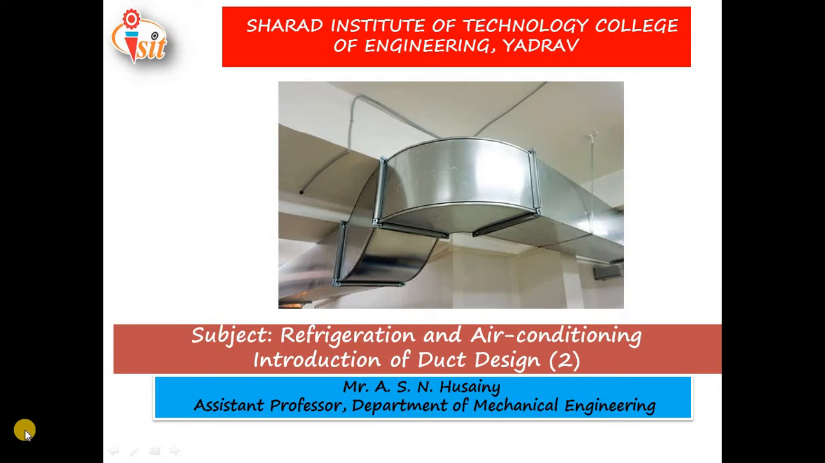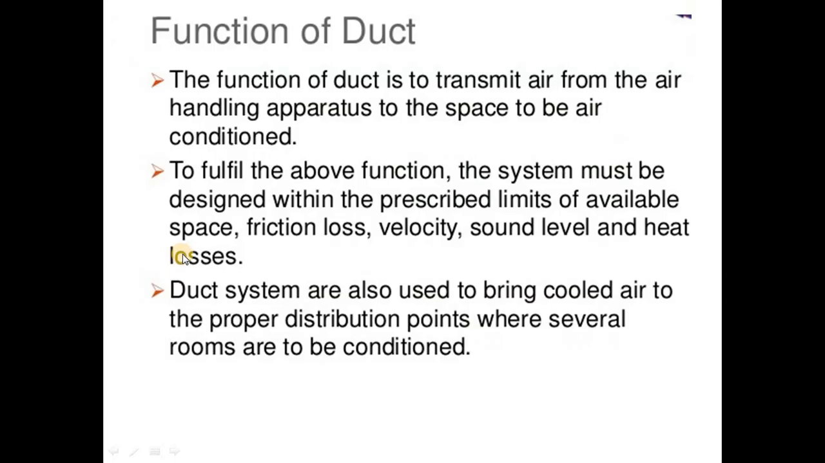Air velocity should be within the permissible limit to reduce noise and vibration. Duct material should be as smooth as possible in order to reduce frictional losses. So these are some important factors while considering the duct. Similarly, students, at the time of designing an air conditioning duct system, the required airflow rate is known from the load calculation. So we must consider the mass flow rate while designing the duct during that load calculation as well.